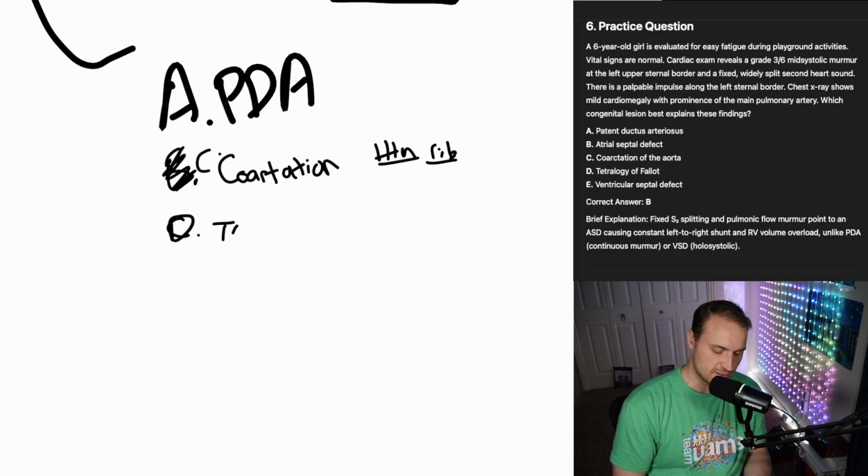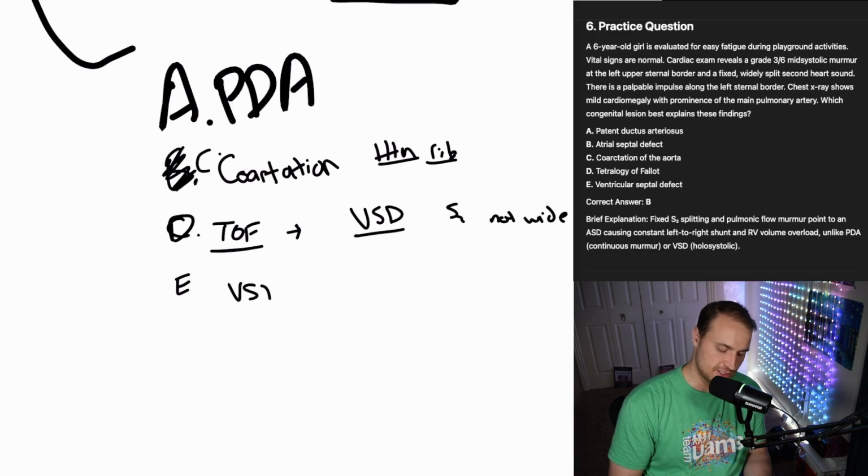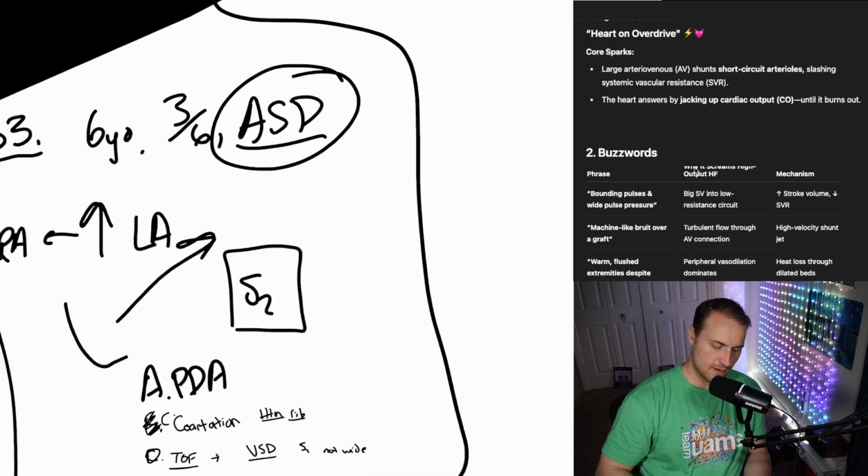We'll go on to D, tetralogy of Fallot. So that's going to be cyanosis, and it's going to have a harsh VSD murmur. It's going to be S2 single, not that wide split. And then E is just a VSD. So that's a holosystolic murmur at the left lower sternal border. And the splitting pattern is normal. All right, moving on.